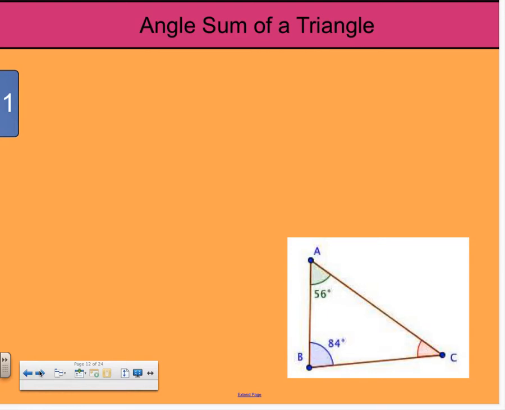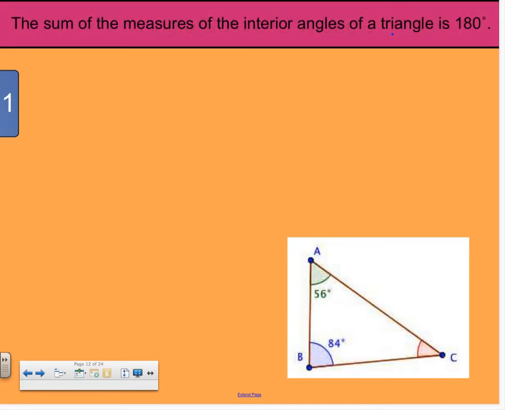So what you're going to do is turn in your books to page 373, and we're going to look at the first example. And what we want to remember, the most important information to consider about triangles and the sum of their angles, is that the sum of the measures of the interior angles of a triangle is 180. No matter what kind of triangle you have, when you add all their angles together, it'll be 180 degrees.